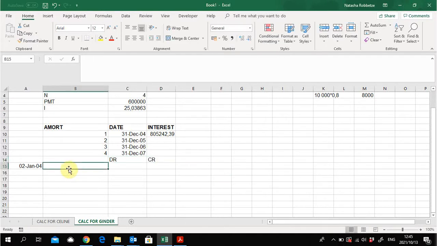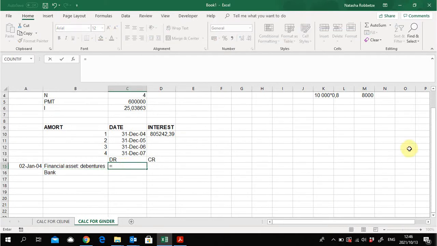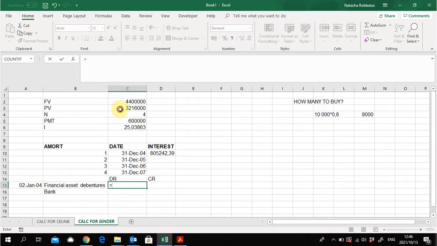Okie dokie. So on the 2nd of January, there is a purchase. So we're going to say we debit the financial asset, debentures. We are going to credit the bank account with the present value that we put into our calculator.